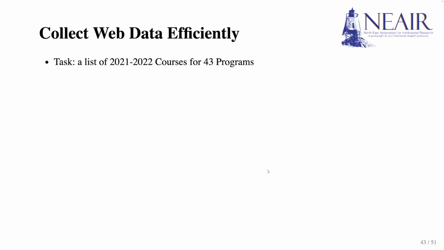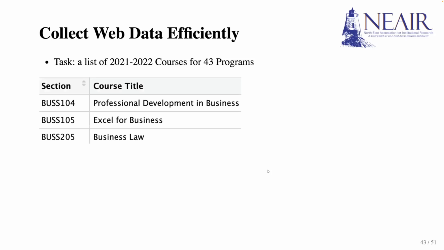Manually copying and pasting each course name and title from various program webpages would have been tedious and time-consuming. However, we can automate this process and collect data more efficiently using web scraping. Here is a partial table I created based on the information extracted from program websites. It includes the course code and course title, the two key pieces of information we need to focus on during our web scraping task.